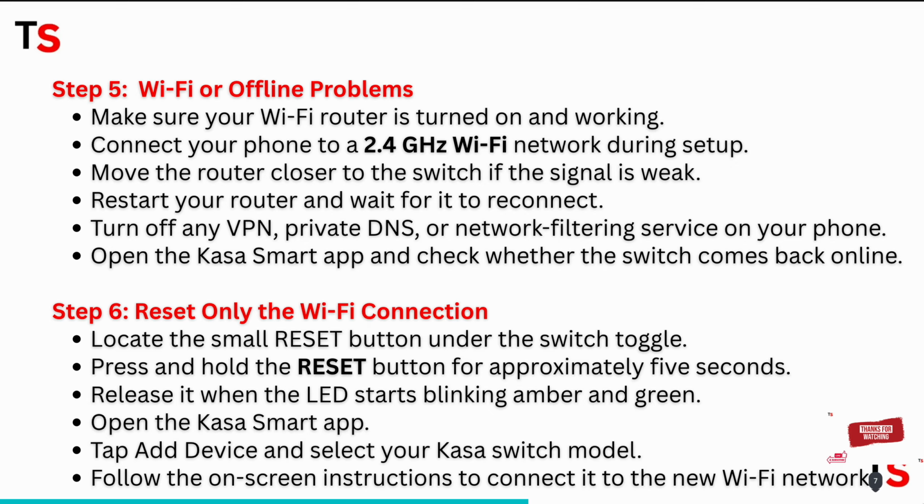Also, reset only the Wi-Fi connection. Locate the small reset button under the switch toggle. Press and hold the reset button for approximately 5 seconds. Then open the Kasa Smart app and add a new device and select your Kasa switch model, and follow the on-screen instructions to connect it to the new Wi-Fi network.